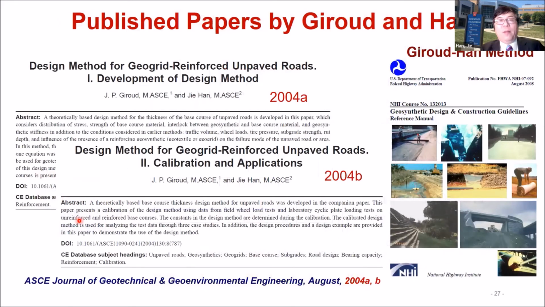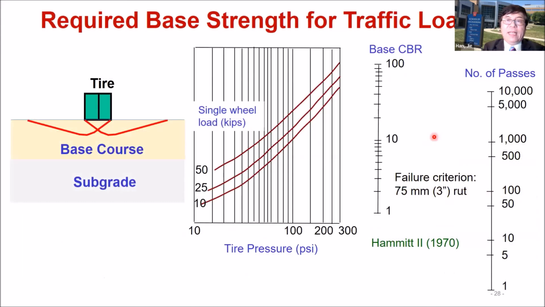Okay, now let's move on and talk about the method developed by Dr. Giroud and myself, published in two papers in 2004. This paper has been included in the Federal Highway Design Manual for Geosynthetics. In this design method, first we check the required base thickness for traffic loading. For this case, we need to make sure the base course is strong enough to support the wheel.